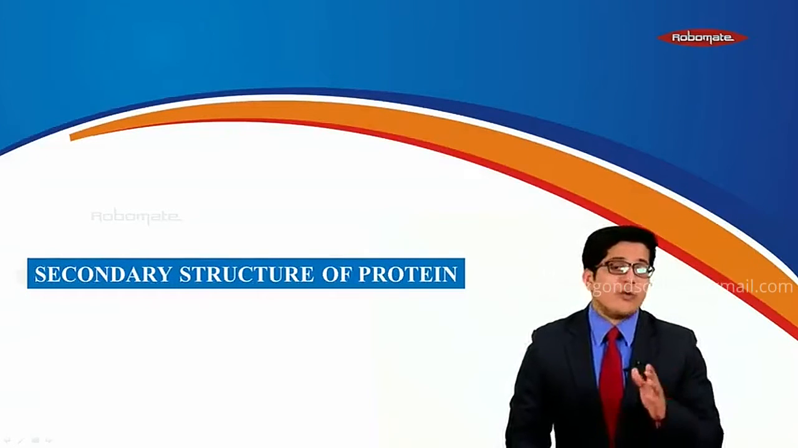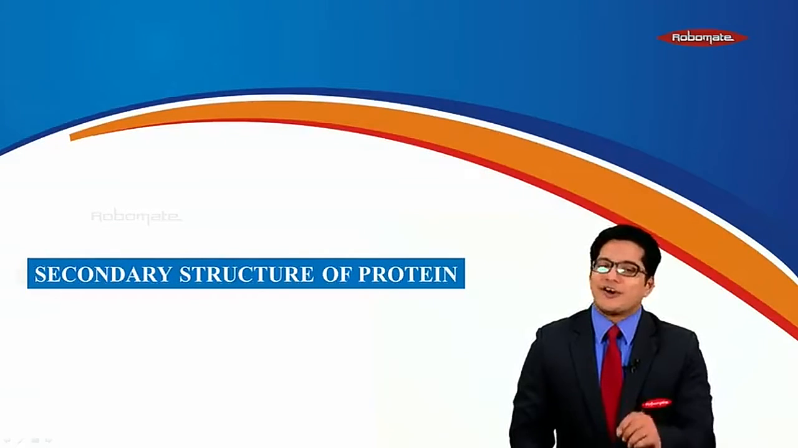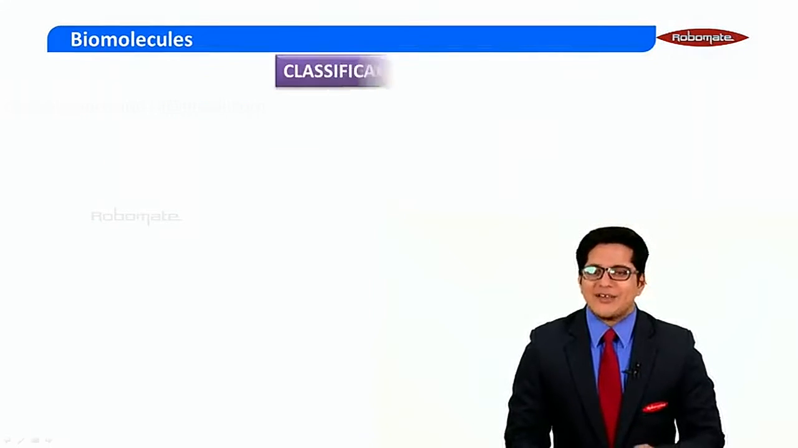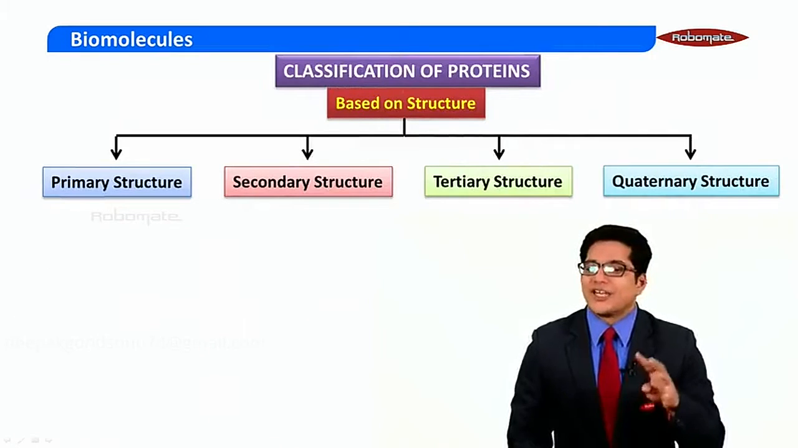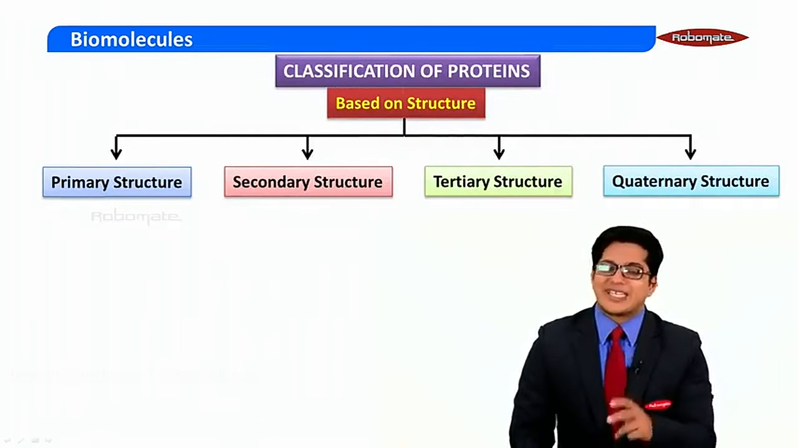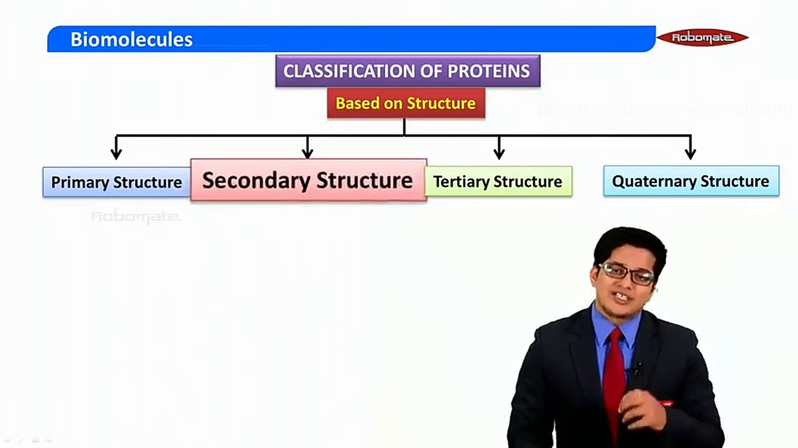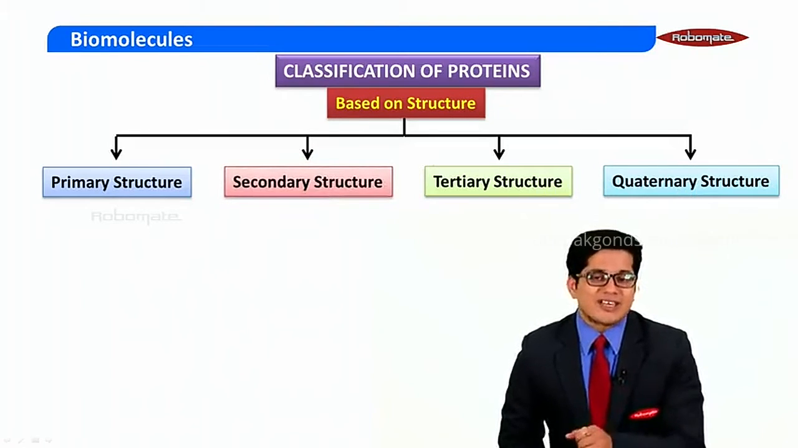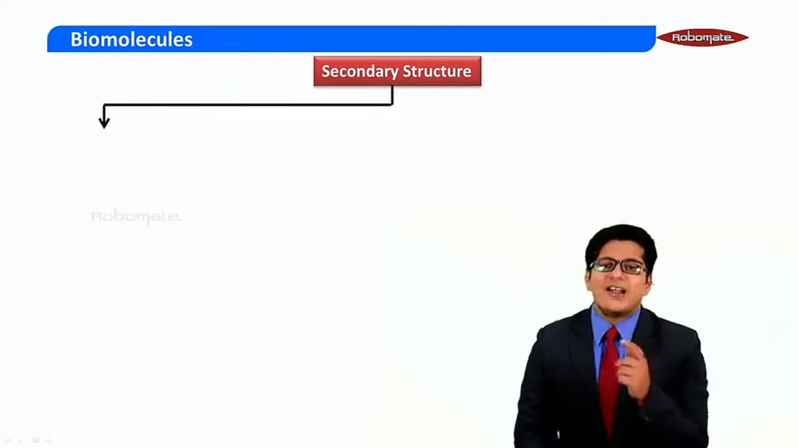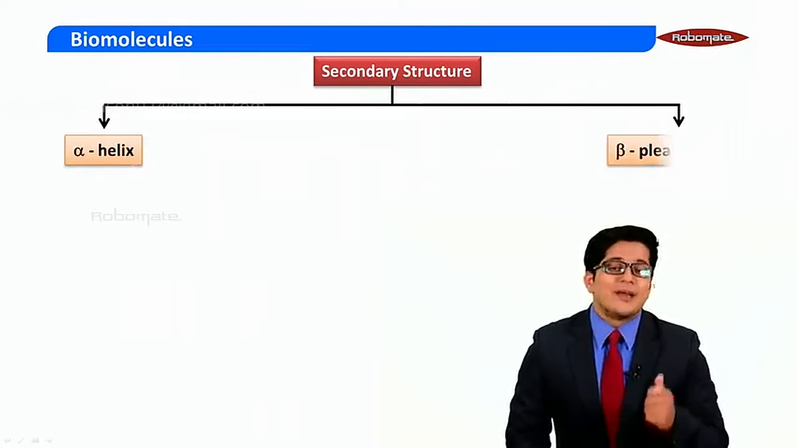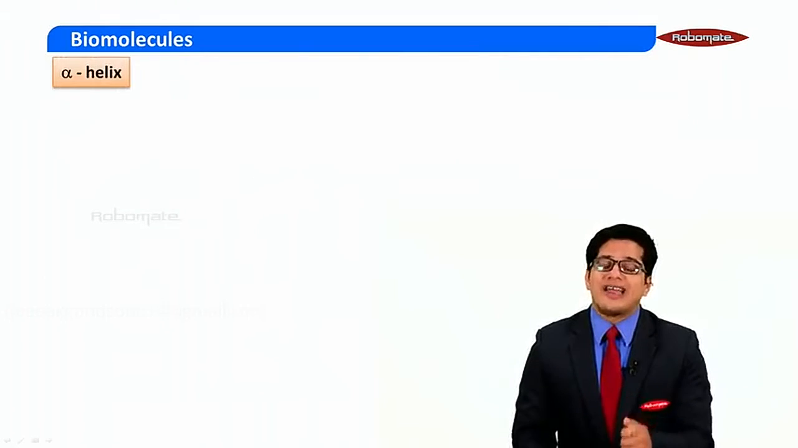Welcome back, students. Now we are going to discuss a very important question called secondary structures of proteins. Let's start. We already said that proteins can be categorized based on their structures into 4 different categories: primary, secondary, tertiary and quaternary. Let's now start with the secondary structures. Secondary structures again are further divided into 2 more categories, that is alpha helix and the next one is beta pleated sheet. Let's start with the first, that is an alpha helix structure.